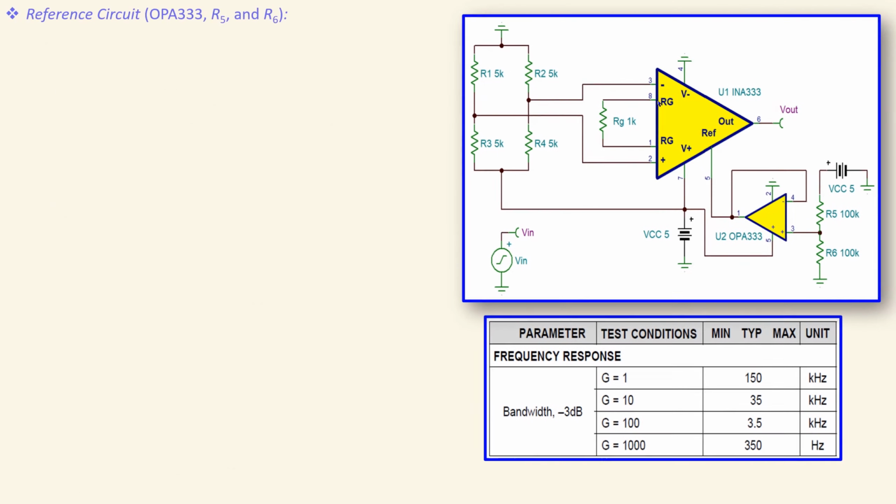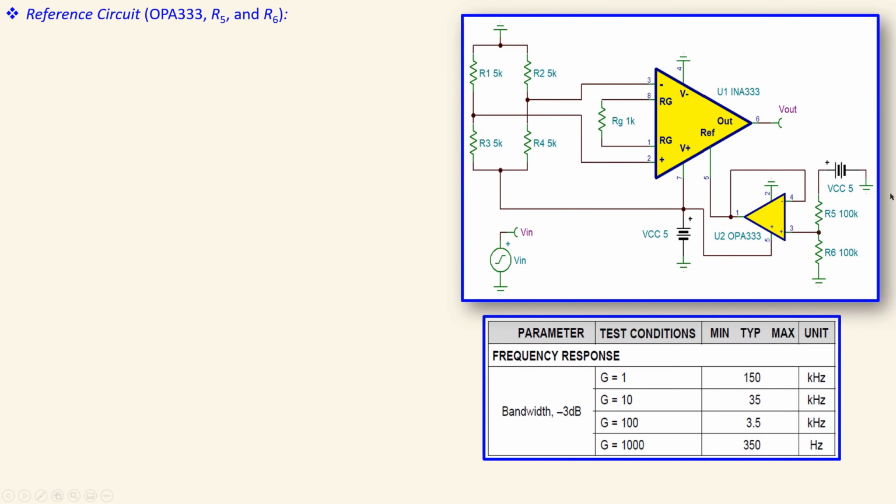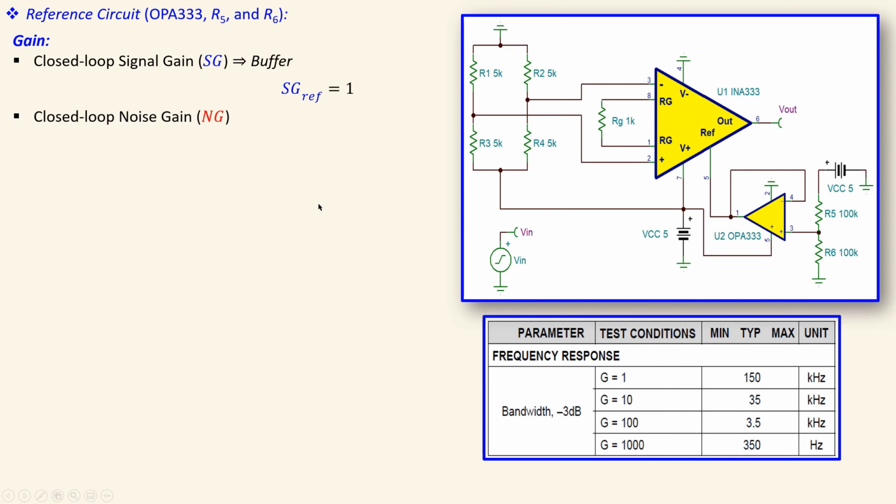Now let's also look at the reference circuit, which is this one, the buffer using this voltage divider. How is the performance of that circuit in terms of gain and noise? The gain first. The closed loop signal gain of this buffer is just 1, because you have unity gain feedback here, amplifying by a factor of 1. The signal gain is 1, and the noise gain is also 1. It won't change. Okay, that's fine.